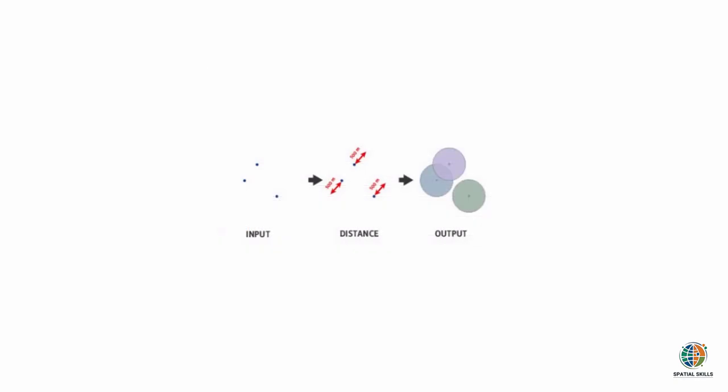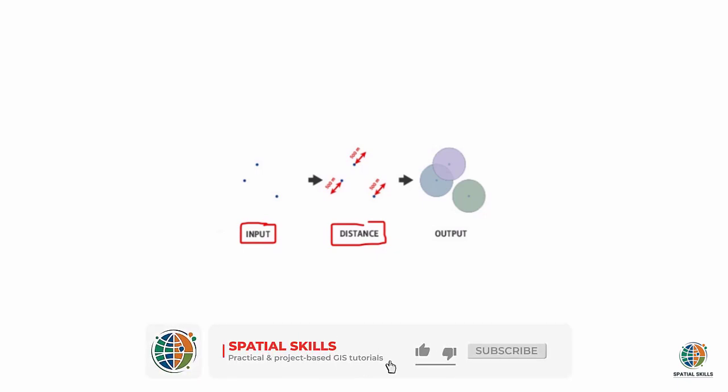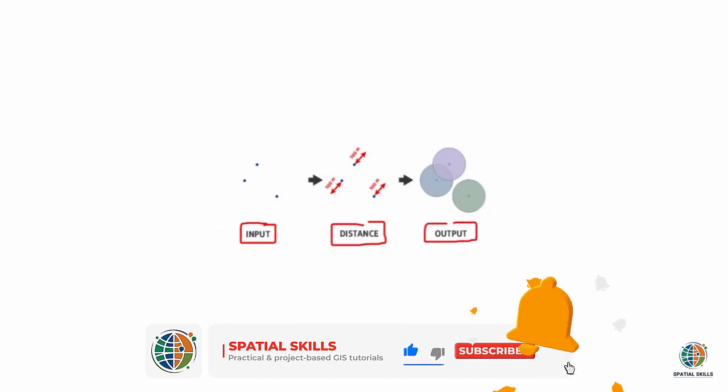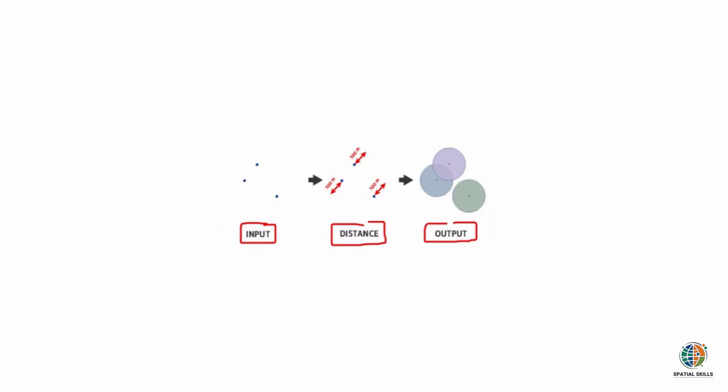For example, imagine you have a layer of schools locations and you want to know which areas are within 500 meters of these schools. Using the buffer tool, you can create a 500-meter buffer zone around each school and then analyze these zones. Now let's see how to use this tool.